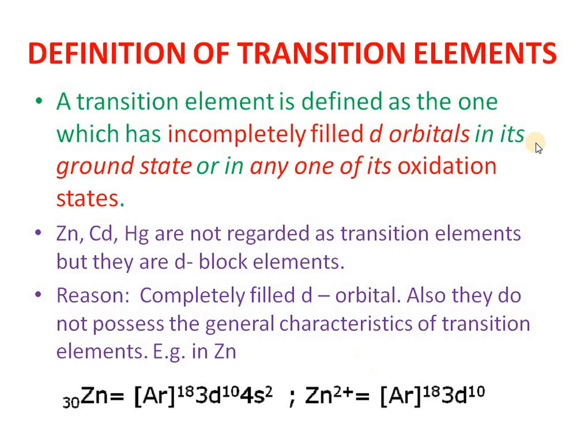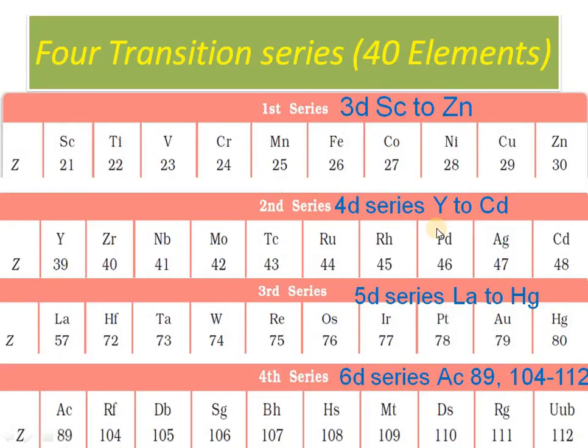That's okay. But here, as per the definition, they have completely filled d orbitals. We can see the example here. Zinc electronic configuration is argon 18, 3d10, 4s2. This is the normal state, and this is the excited, ionic state. Both of these states have fully filled d orbitals. Therefore it is not regarded as a transition element. This is a very important question that can be asked in your exam.